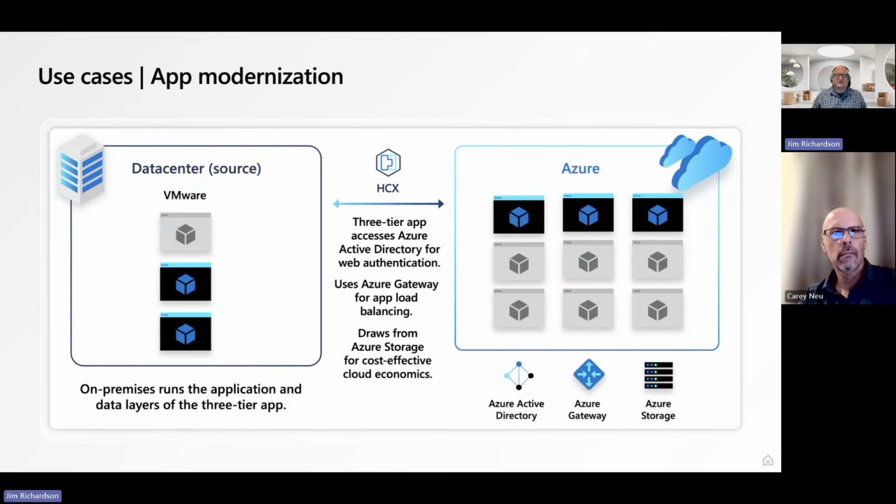Now, this is one of my favorites, app modernization. A lot of times you can't modernize your apps if they're stuck on old infrastructure. So by moving the VMware workloads into Azure, it opens up a whole new possibility to use Azure Active Directory for identity and authentication, the Azure Gateway for load balancing, and other Azure tools, including AI components to modernize your applications.